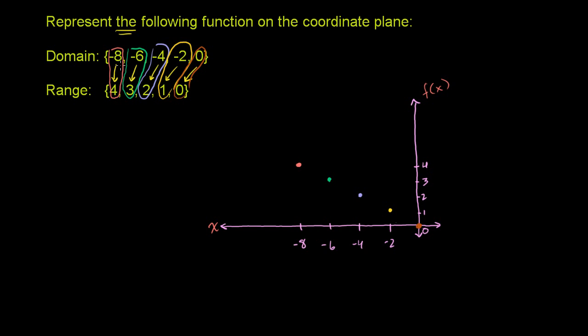And remember, I just assumed that -8 maps to 4, -6 maps to 3. But you could have multiple functions that have this domain and range. But just the way that they said the following function, I'm assuming this is what they want us to do.